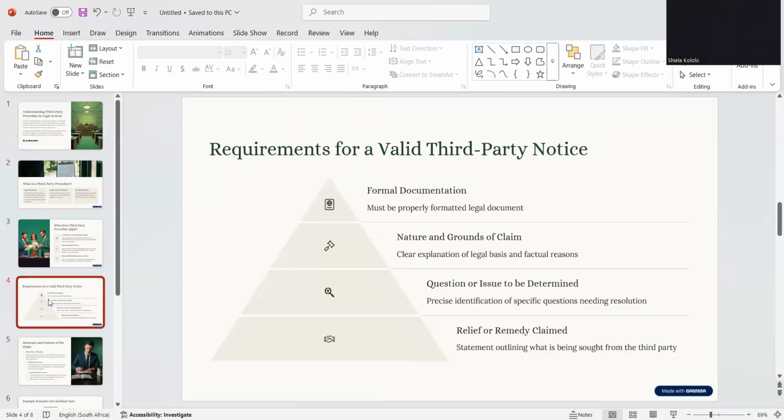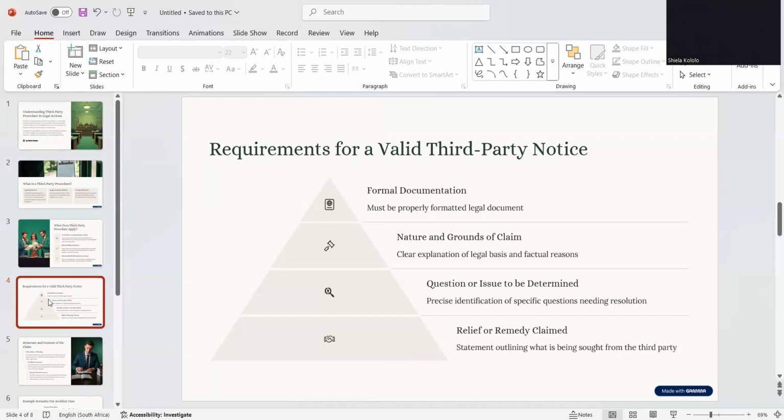Requirements of a third party procedure, obviously, it must be properly formatted in a legal document. You have to bring a notice. You must set down the nature and the ground of your claim, as well as the question or issue to be determined. You must be specific in terms of what you need the court to resolve for you, as well as state the claim.